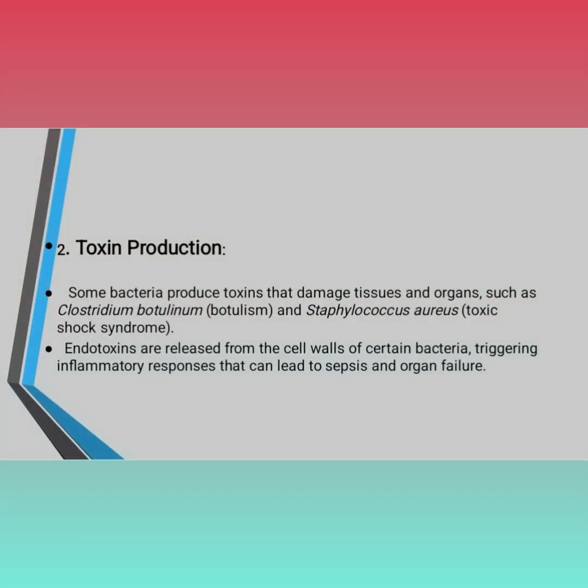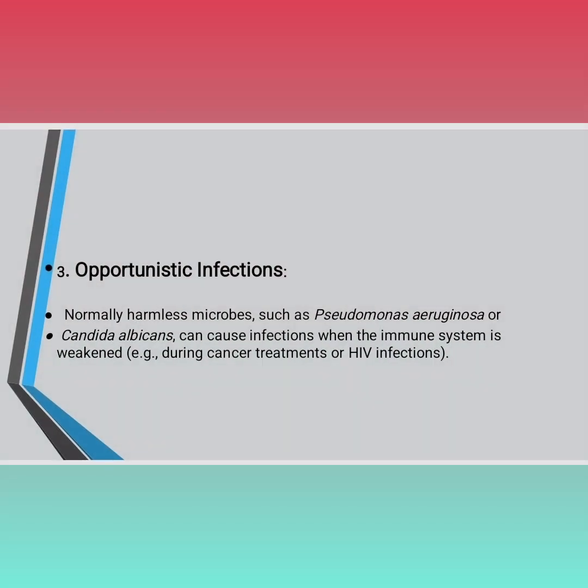Second one is toxin production. Some bacteria produce toxins that damage tissue and organs, such as Clostridium botulinum and Staphylococcus aureus. Endotoxins are released from the cell wall of certain bacteria, triggering an inflammatory response that can lead to sepsis and organ failure.